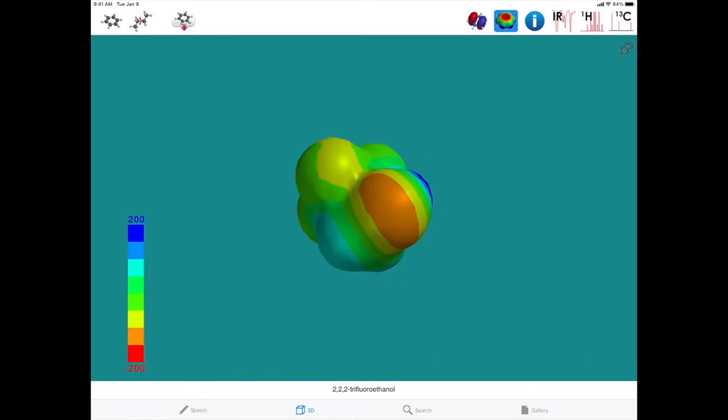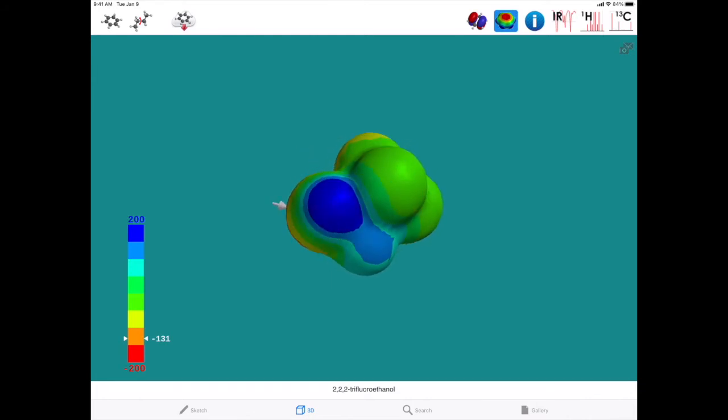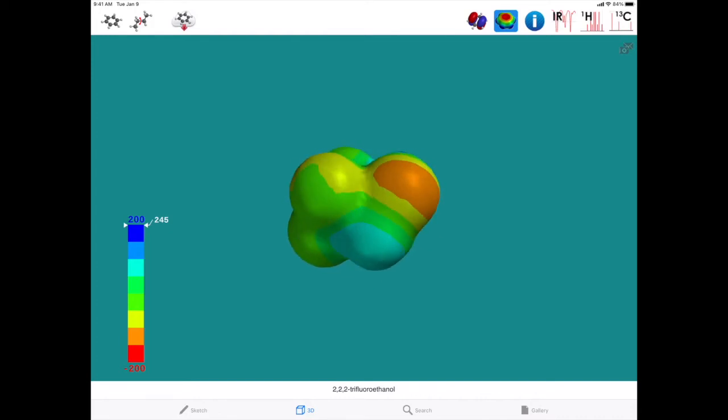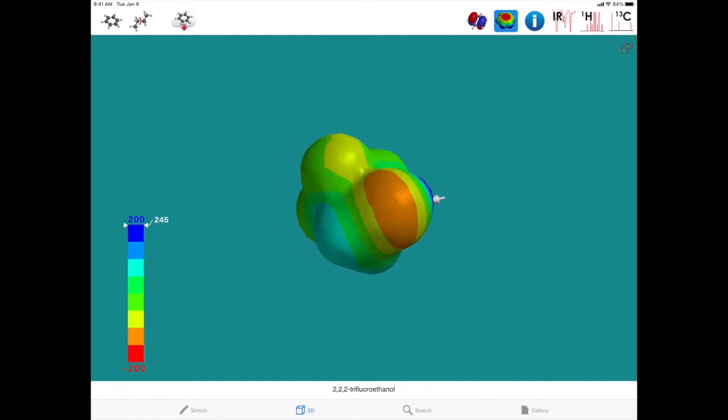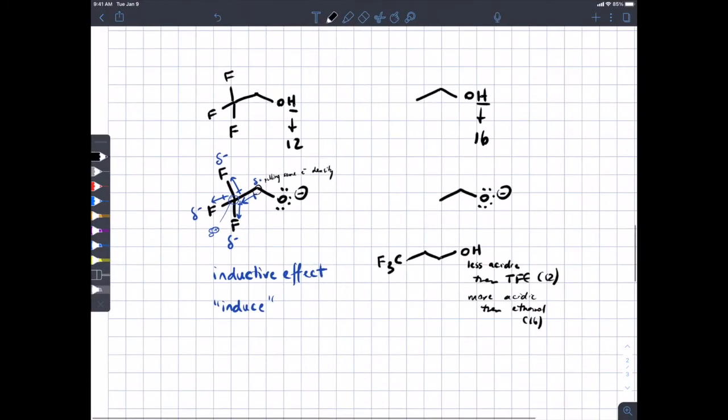And what you can see is now the oxygen is way less electron rich, and the proton is way more electron poor. Unfortunately this program doesn't do conjugate bases, but if it did, we would see that the oxygen is not as negatively charged in trifluoroethanol's conjugate base as it would be in regular ethanol. Okay. Anything else we want to say about that?